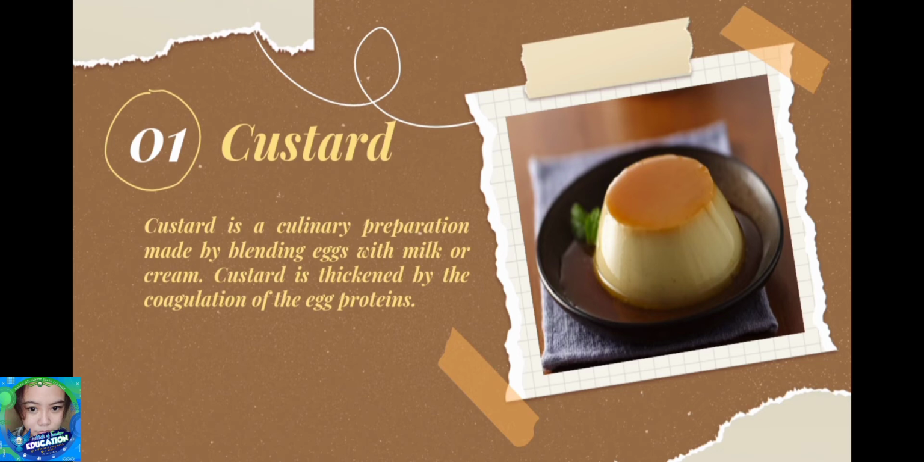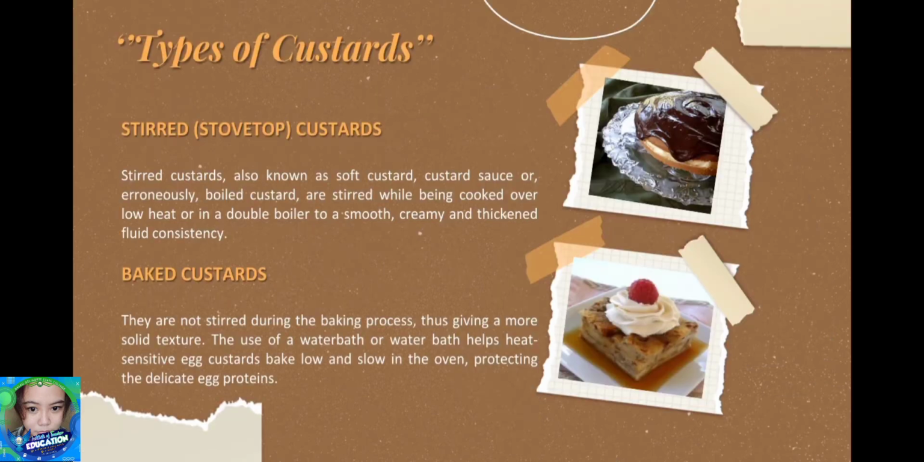or as a part of this. So there are several types of custard. First is the stirred custard. Stirred custard, also known as soft custard, custard sauce, or erroneously boiled custard, is stirred while being cooked over low heat or in a double boiler to a smooth, creamy, and thickened fluid consistency. So stirred custards are cooked on the stove top, and luckily, no special equipment is needed to make a stirred custard.